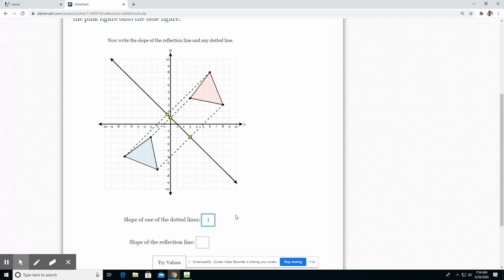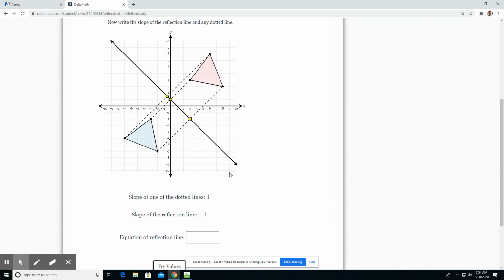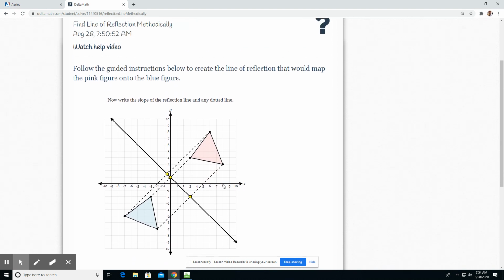So positive makes sense. For the slope of the line of reflection, notice it's going downhill, so it should be negative. Rise over run: I go down 1 and over 1. Down 1 is negative 1, over 1 is positive 1. Negative 1 over 1 is negative 1. And then I'll try it. It looks like we're okay so far.